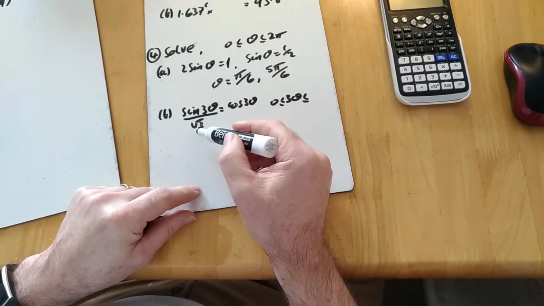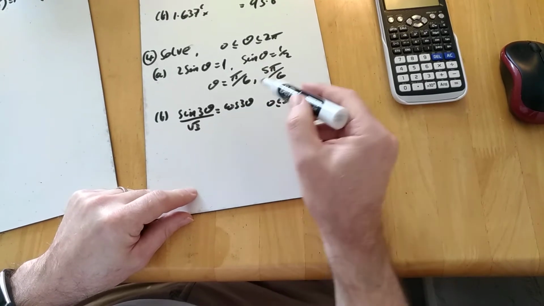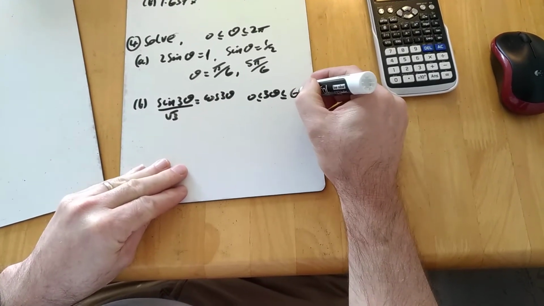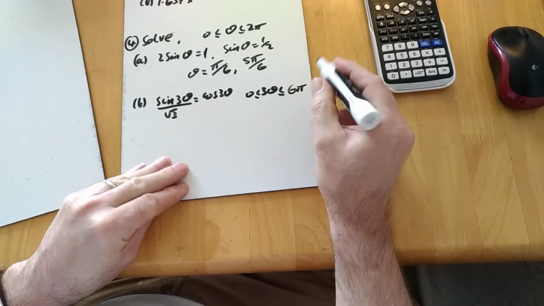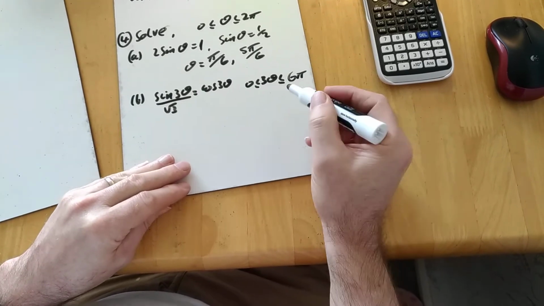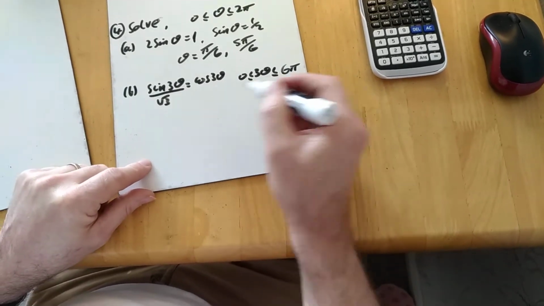Sine 3 theta divided by root 3 equals cos 3 theta. Because my range has changed, I need to extend the range of possible answers for 3 theta instead of 0 to 2 pi, from 0 to 6 pi, times everything by 3. Because I'm going to get potentially 3 times as many answers.